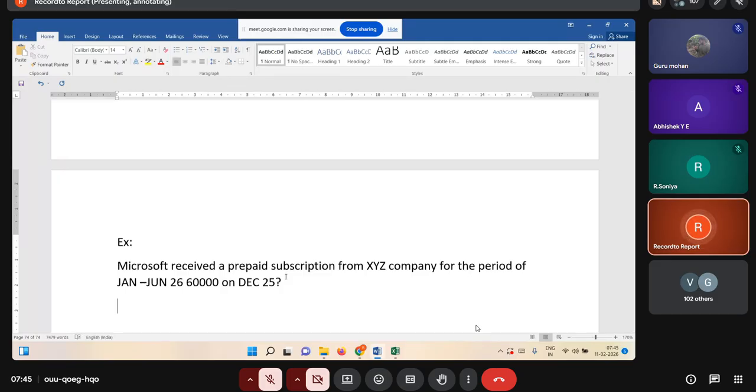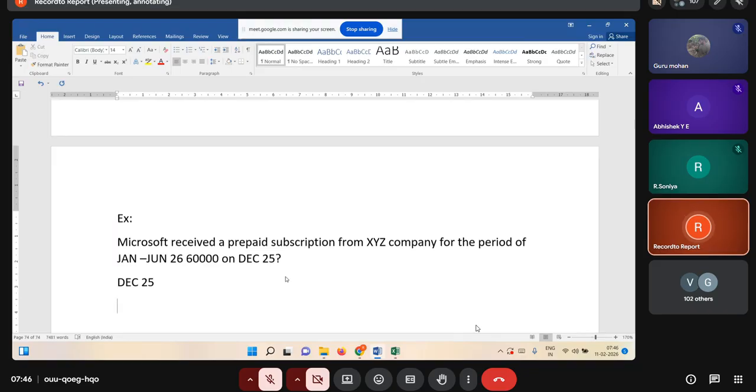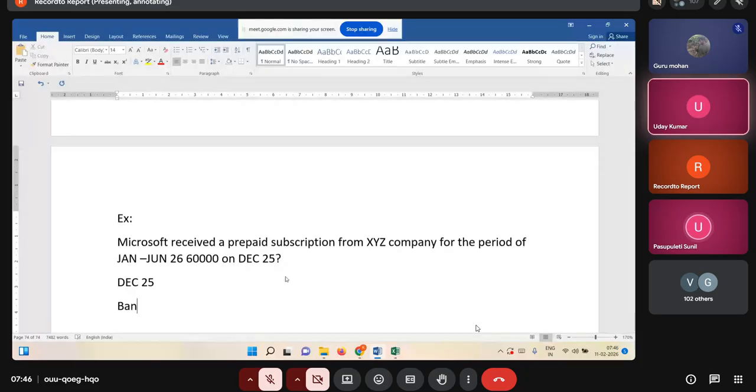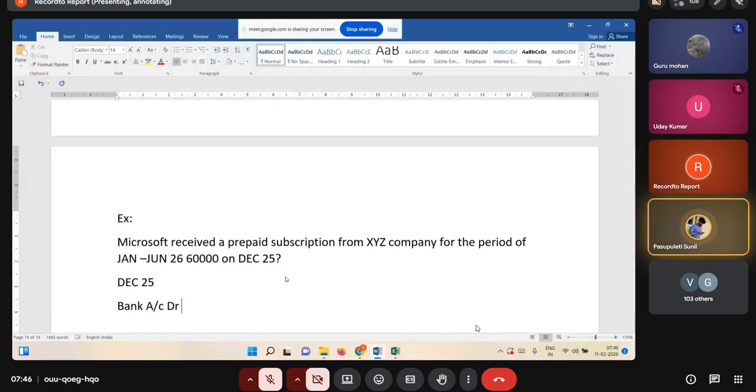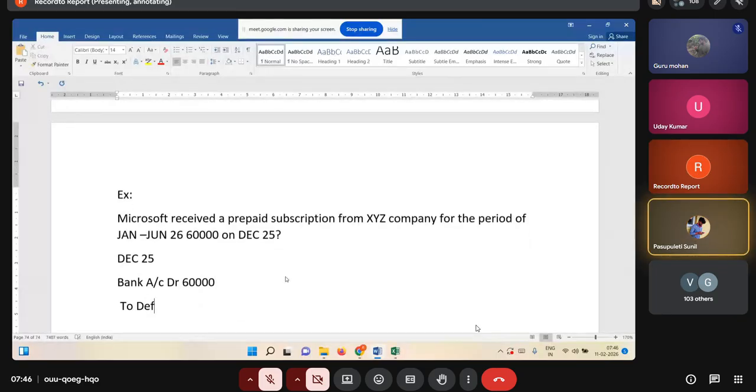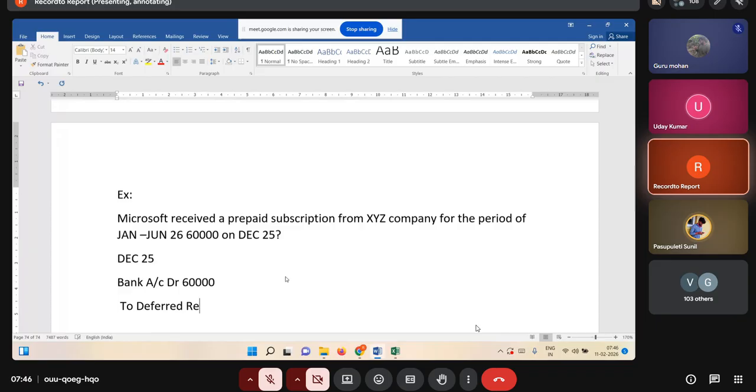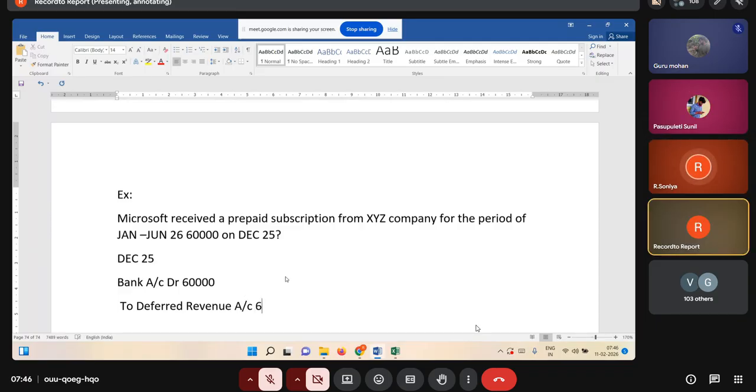So they have received an advance. We are working with Microsoft. So what is the entry to be recorded in the month of December in the Microsoft books, guys? Bank account debit to deferred revenue account, prepaid subscription.